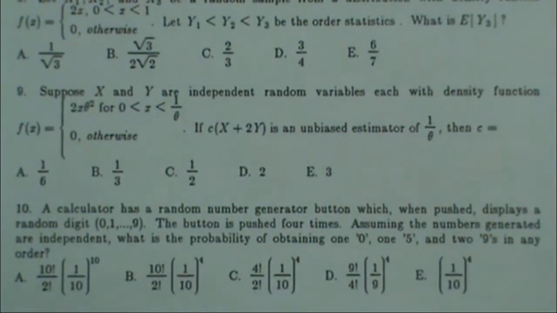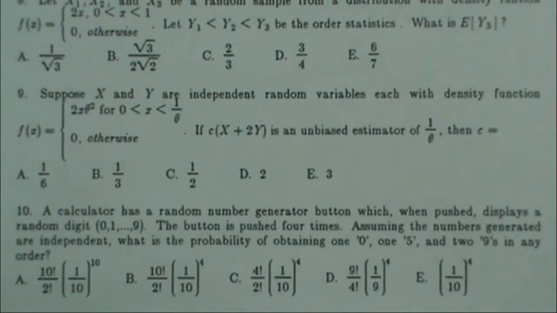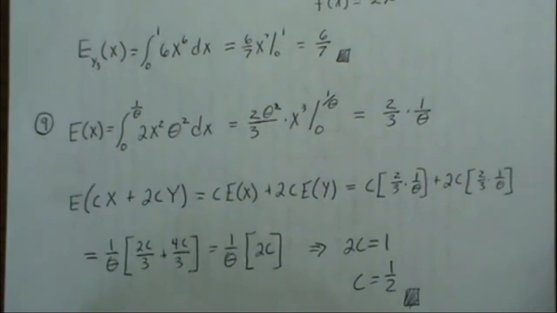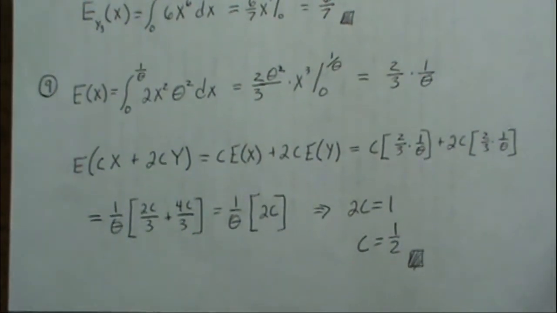Number 9, suppose X and Y are independent random variables, each with density function f of x, which is 2x times theta squared, for x between 0 and 1/theta. If c times (X plus 2Y) is an unbiased estimator of 1/theta, then c is equal to... Number 9. We're asked to find the constant c that makes it an unbiased estimate of 1/theta.